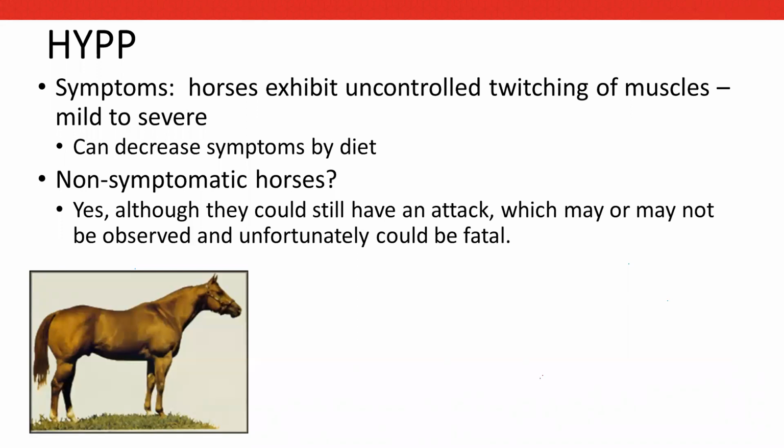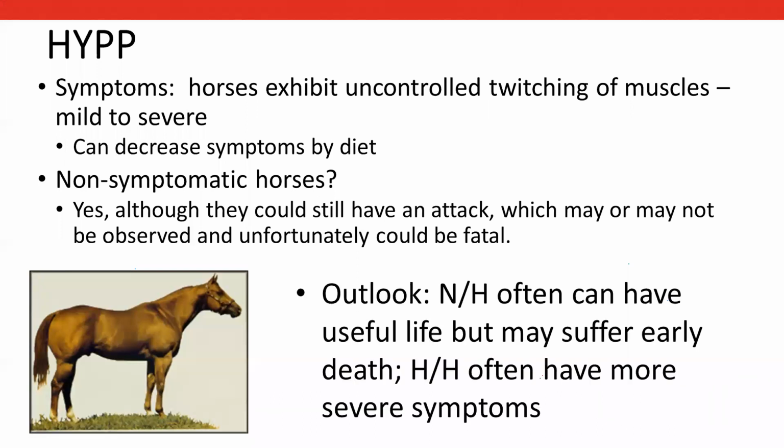And I've heard enough stories and talked to enough people that unfortunately the first episode they knew their horse was having was fatal. So unfortunately, that's what we're dealing with with HYPP. The outlook is that heterozygotes often can have a useful life. Many, maybe not many, but they may suffer an early death due to this disease. Whereas homozygote horses, the HH, often have more severe symptoms.